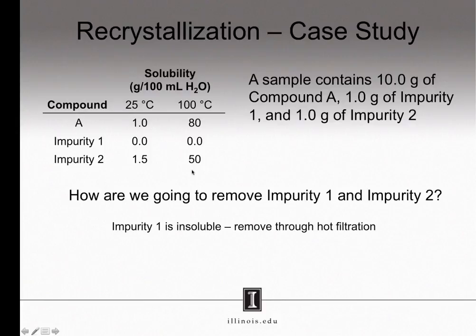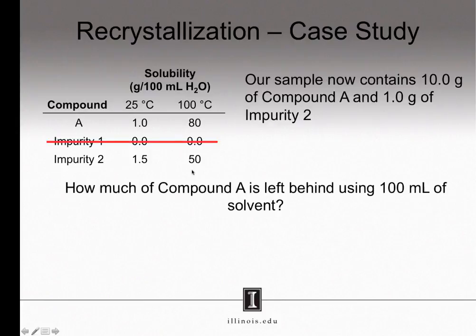If we take the solution that passes through the filter paper, which contains compound A and impurity 2, we know that impurity 2 is a soluble impurity. Therefore, we should be able to remove that through a recrystallization. Let's go ahead and say that we have removed impurity 1 through our hot filtration. We now have compound A and impurity 2 still in solution. We perform a recrystallization and we successfully purify compound A.